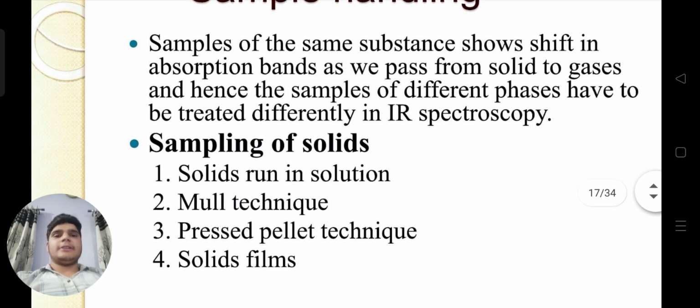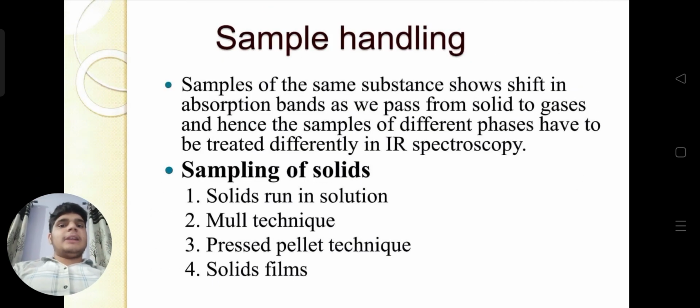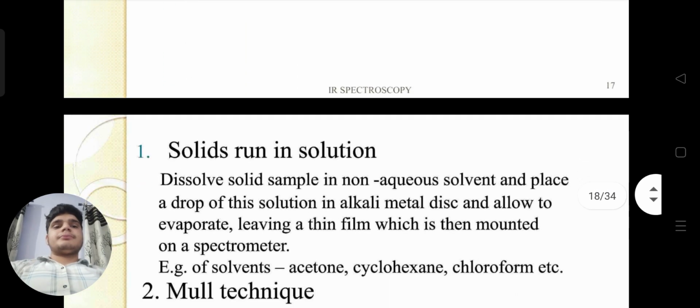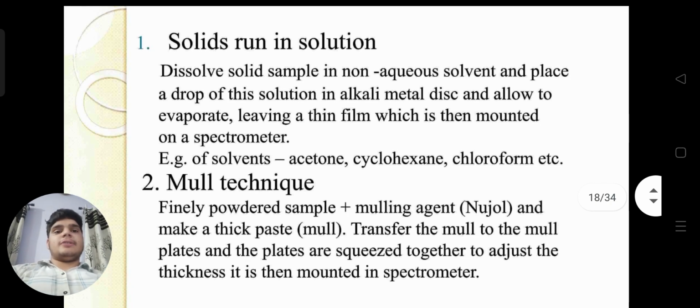Sampling of solids. Sample handling. Samples of the same substance show a shift in the absorption bands as we pass from the solid to the gases, and hence the samples of different phases have to be treated differently in IR spectroscopy. The sampling of solids consists of four techniques: solid run in solution, mull technique, pressed pellet technique, or solid films. First one, the solid run in solution.